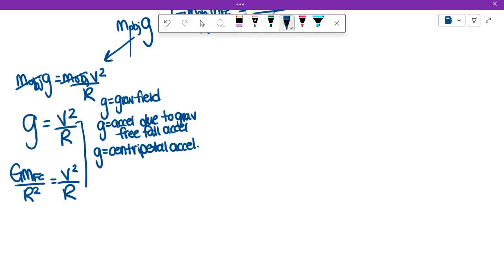Now this is only true for orbital motion. So if you have something that is not orbiting, don't set G equal to V squared over R. Like if something is just accelerating downwards, it's regular acceleration, change in velocity over time.